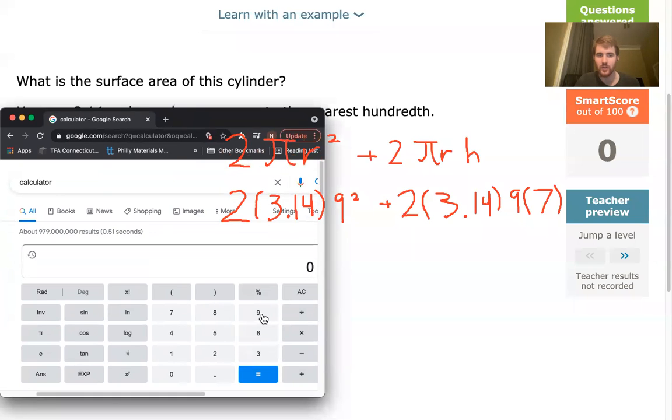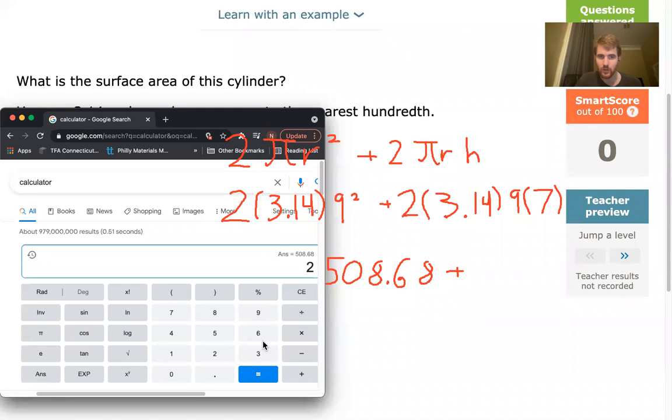We're going to do the 9 squared first. 9 squared, that's 81. Now we'll do 81 times 2 times 3.14. So this whole section, that's the top and bottom circle, have an area of 508.68.